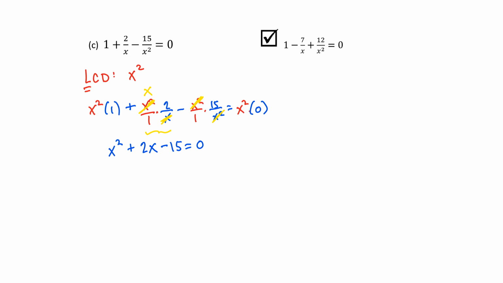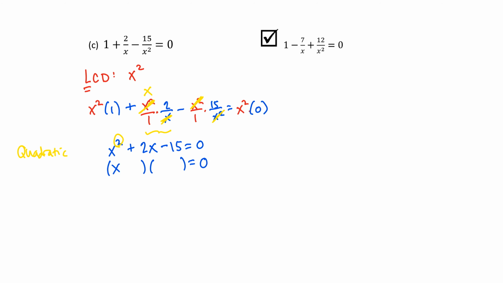And your choices are linear, quadratic, radical, rational exponent, or rational. Those are the types of equations that we've learned how to solve. Hopefully you recognize this as a quadratic equation. Since it's quadratic, we've got 4 methods we can use to solve it. Factoring and quadratic formula are amongst those 4 methods.